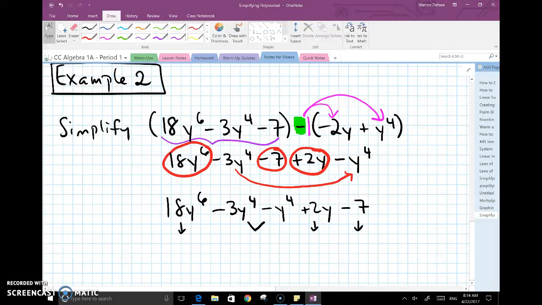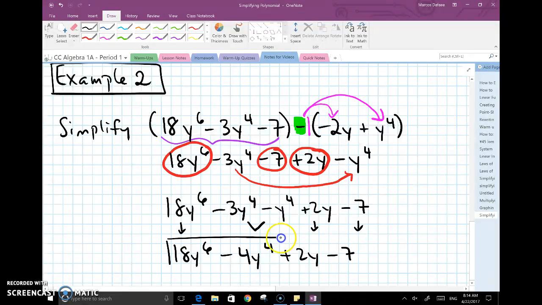And what I get is this. I get 18y to the 6th. This becomes negative 4y to the 4th, plus 2y, drop straight down, negative 7, drop straight down, and that is the end.